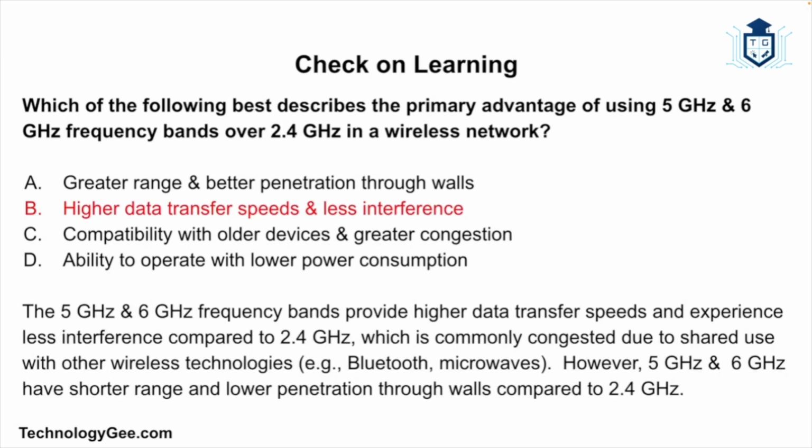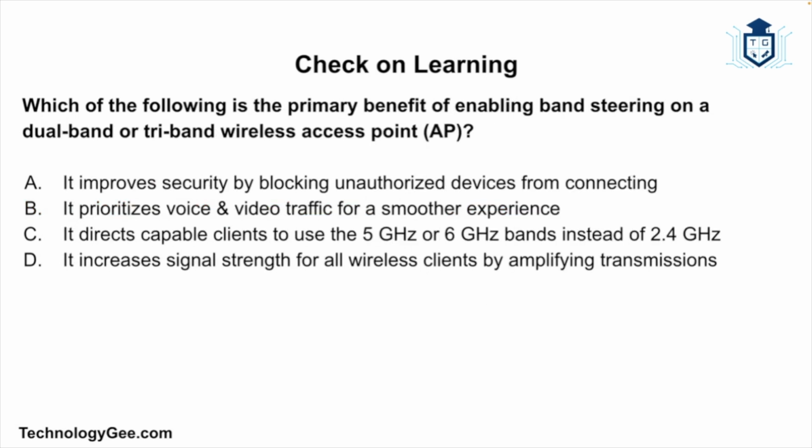And the correct answer is higher data transfer speeds and less interference. The 5 gigahertz and 6 gigahertz frequency bands provide higher data transfer speeds and experience less interference compared to 2.4 gigahertz, which is commonly congested due to shared use with other wireless technologies like Bluetooth and microwaves. However, 5 gigahertz and 6 gigahertz have shorter ranges and lower penetration through walls compared to the 2.4 gigahertz band.